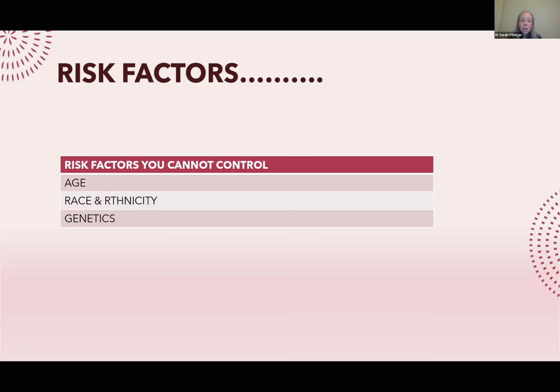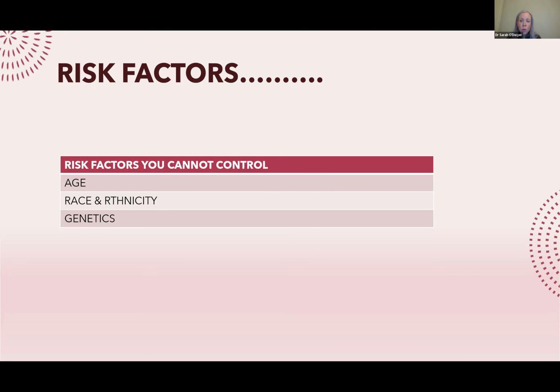Race and ethnicity as well. Newer research shows, for example, that African Americans have a higher prevalence of developing Alzheimer's disease, and people of Latino origin, particularly in the States, compared to other ethnicities. We're not really quite sure why that is. It could be a socioeconomic component, that they have higher cardiovascular risk factors, etc.